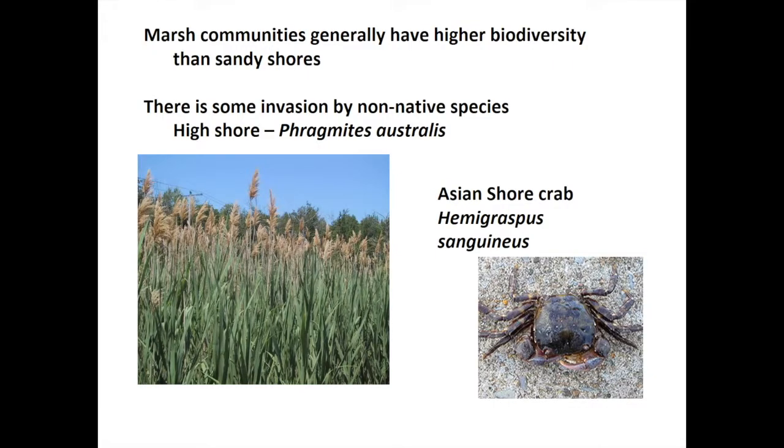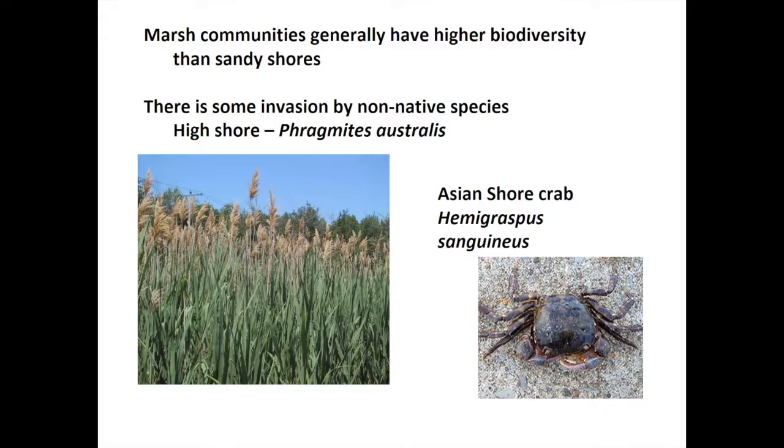Now, marsh communities generally have higher biodiversity than sandy shores. Sand shifts and moves around a lot, so it's very hard for species to live there. It's hard for animals to live in that kind of moving environment, and it's also hard for plants. So we see much more diversity both in plant life and in animal life in marsh communities.